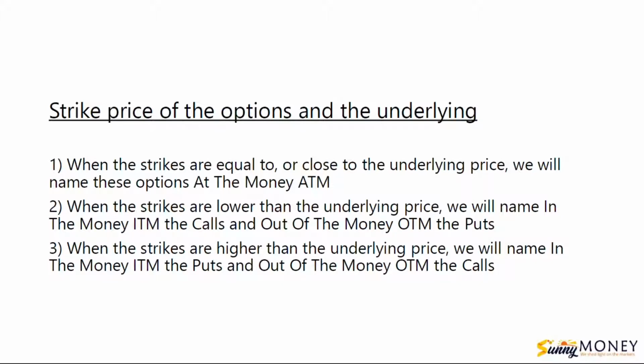Among the most important is the strike price, or the exercise price of the option, and the relative distance between the underlying price. The strike price can be either close to the price of the underlying, or above it, or below it. When the strikes are equal, or close to the underlying price, we will name these options at the money, ATM. When the strikes are lower than the underlying price, we will name, in the money, ITM, the calls, and, out of the money, OTM, the puts. When the strikes are higher than the underlying price, we will name, in the money, ITM, the puts, and, out of the money, OTM, the calls.